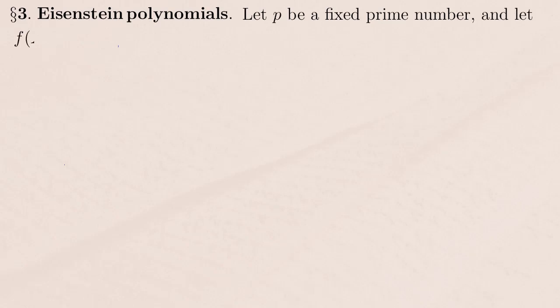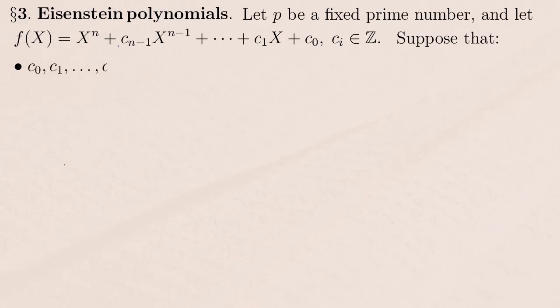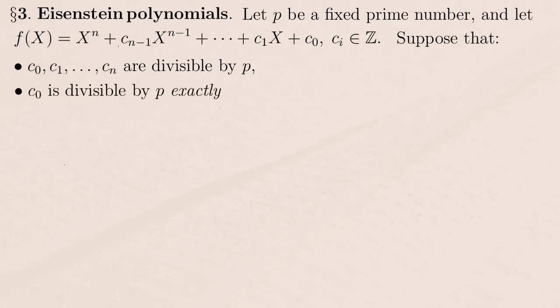Section 3. Eisenstein polynomials. Let p be a fixed rational prime number, and let f of x be some monic polynomial with integer coefficients exactly as before. So the coefficient of x to the n is 1, and we're going to suppose that all of the other coefficients are divisible by p. And moreover, let's suppose that the constant term c_0 is divisible by p exactly once. In other words, divisible by p, but not by p squared. In the language of p-valuations, this says that all of the coefficients c_i have p-valuation at least 1, and c_0 has p-valuation exactly 1.